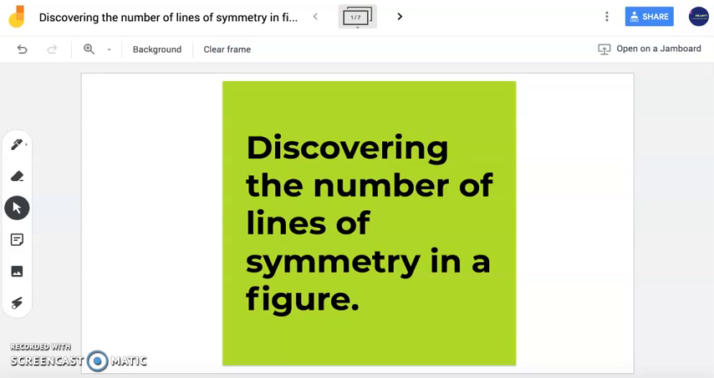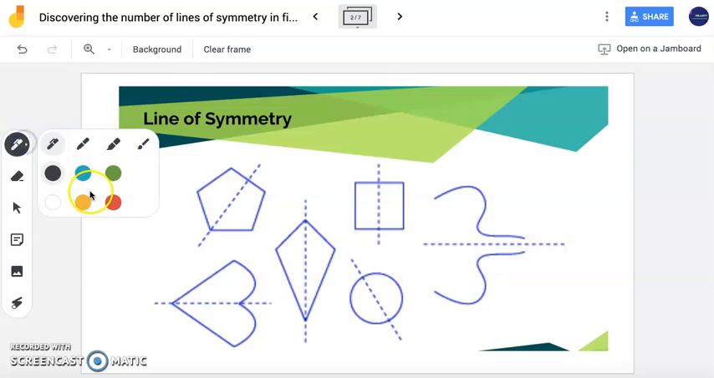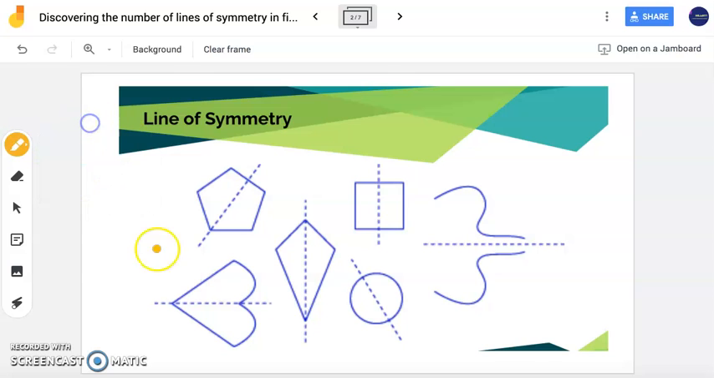Hello, today we're going to discover the number of lines of symmetry in a figure. Now, as a reminder, here are some examples of figures with a dotted line drawn through it. Those dotted lines represent the line of symmetry. Now notice, I'm going to highlight a few of these.